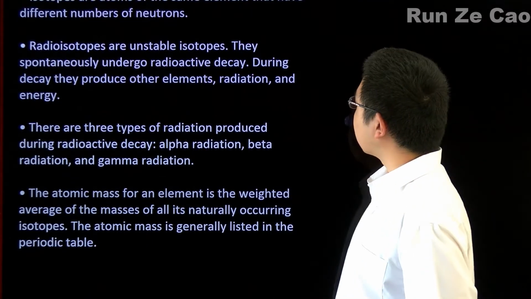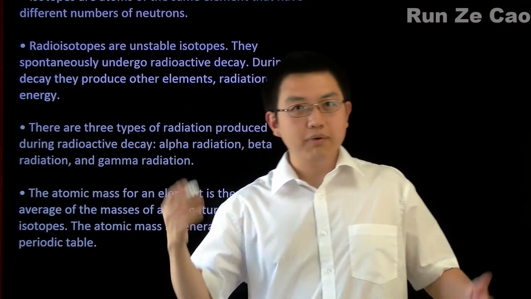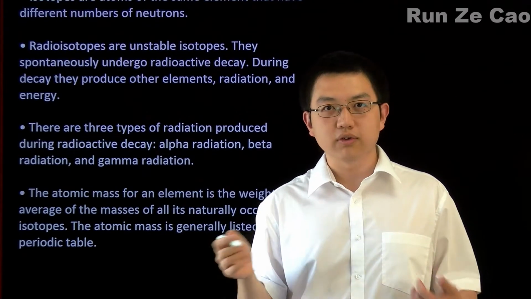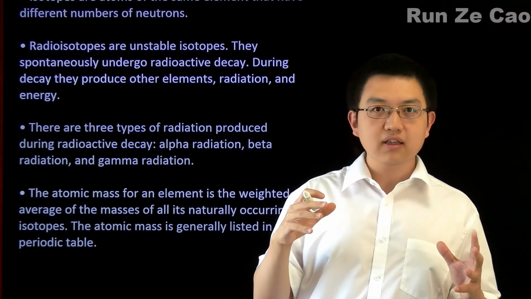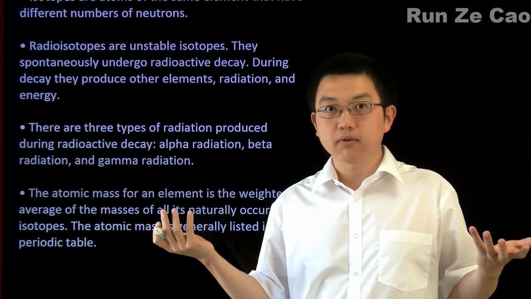Why might this be the case? Well, gamma rays are energy and radiation, but you do not produce another element when you are producing a gamma ray. You are going from an excited state to an unexcited state. No change in element, right?